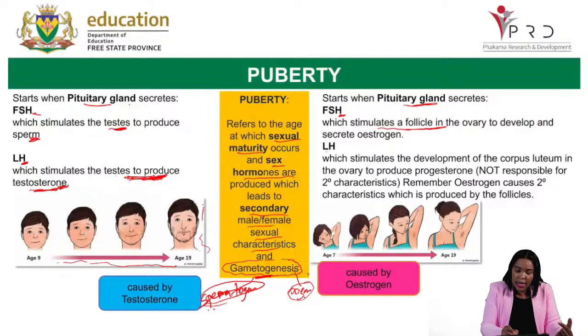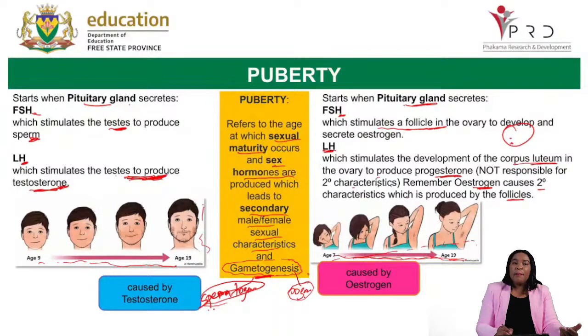Their secondary sexual characteristics. You know all those characteristics that are visible, the physical characteristics that you went through with your teacher. And then in females, this LH is going to stimulate the development of the corpus luteum in the ovary to produce progesterone. It is not responsible for the secondary characteristics in females. Remember, estrogen causes those secondary characteristics, which are produced in the follicles. So estrogen in the follicles of the ovary is the one that causes the females to have the secondary sexual characteristics from that age. For some females it starts from age 7 to age 19. For males from age 9. So it depends on the development of a person. But all in all, this is puberty. You must know that in females, the secondary sexual characteristics are under the influence of estrogen, and in males, the secondary sexual characteristics are under the influence of testosterone.